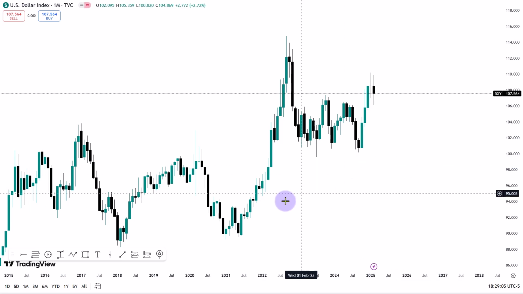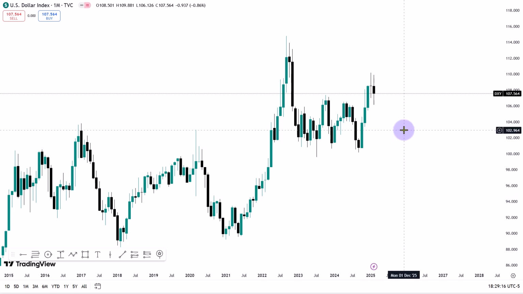If the dollar is bullish, it means foreign currencies are going to go bearish. If the dollar is bearish, it simply means that foreign currencies are going to start buying. Currencies like the EUR/USD, GBP/USD, NZD/USD, and AUD/USD are inversely correlated with the dollar. They have an opposite relationship.